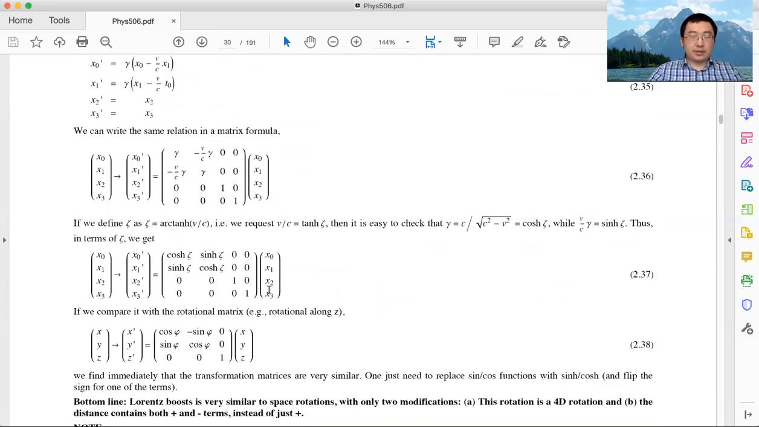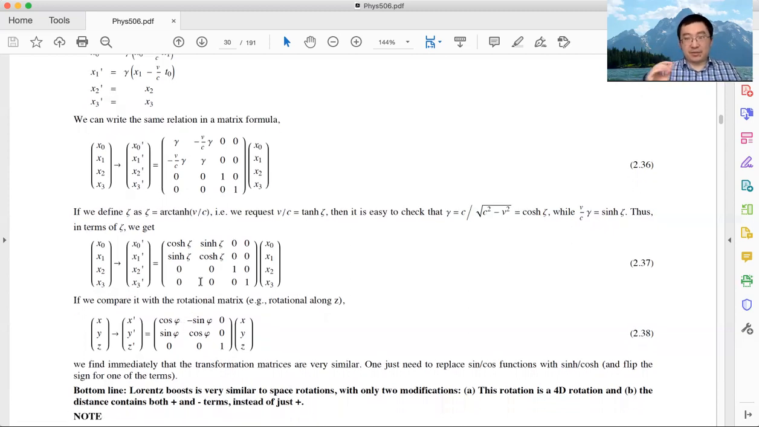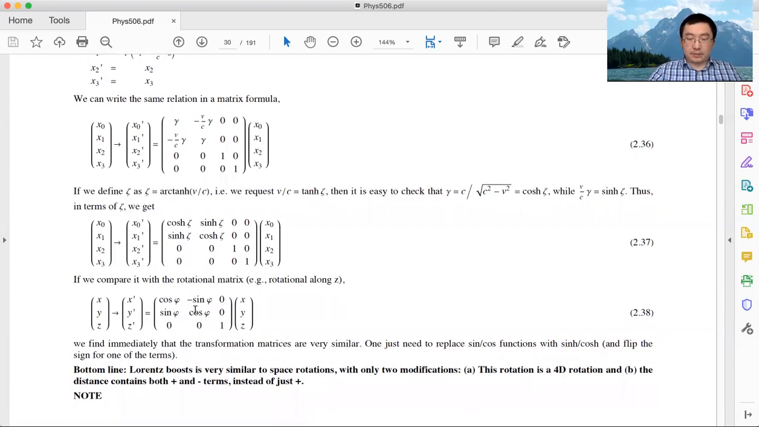Another difference is that in this Lorentz boost, the two off-diagonal components have the same sign, whereas in the 3D rotation, they have opposite signs. This difference also comes from the fact that in 4D, the distance is defined with both plus and minus signs, but in 3D, it's just a plus sign for the distance. Nevertheless, this difference is minor, and the similarity is strong. So Lorentz boost is very similar to a 3-dimensional rotation.